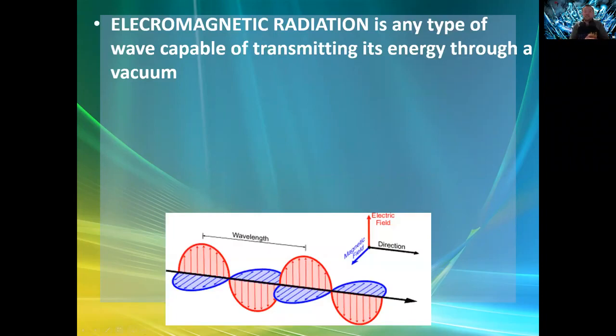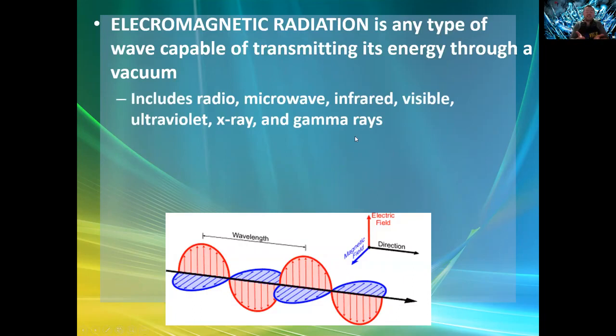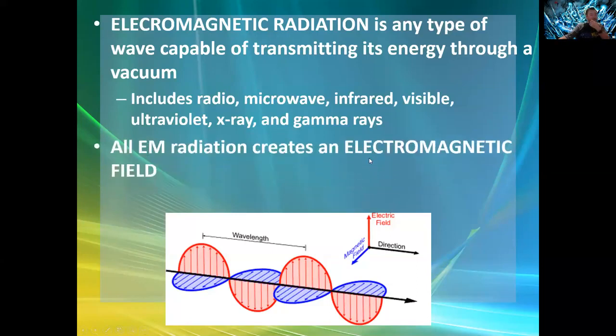Light fits into a category called electromagnetic radiation. It's any type of wave that is capable of transmitting energy while moving through a vacuum. And when I say a vacuum, I mean the vacuum of space, where there's nothing there to impede or get in the way of the wave's movement. Now, electromagnetic radiation includes all types of energy waves: radio, microwave, infrared, visible, ultraviolet, or UV, X-ray, and gamma rays. And you've heard of these in some context.